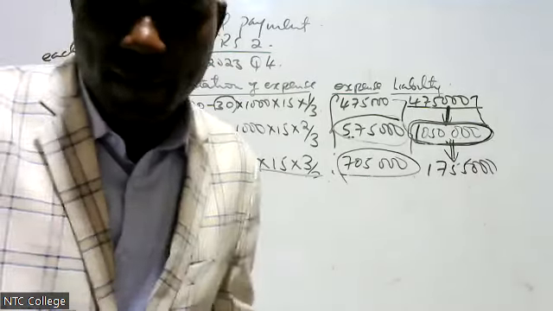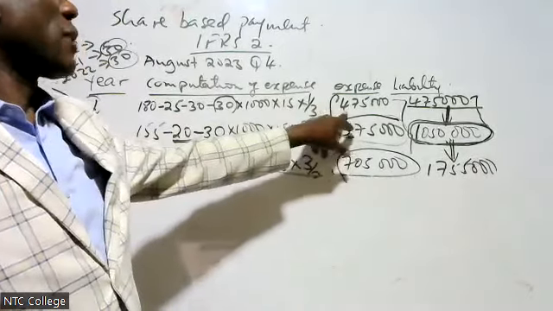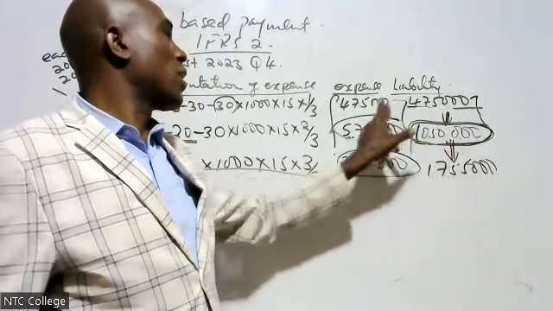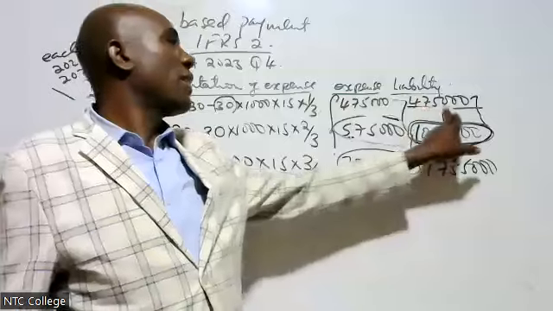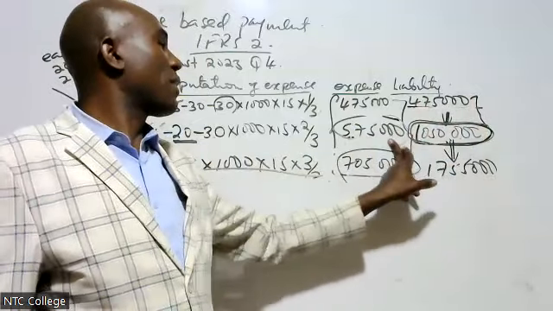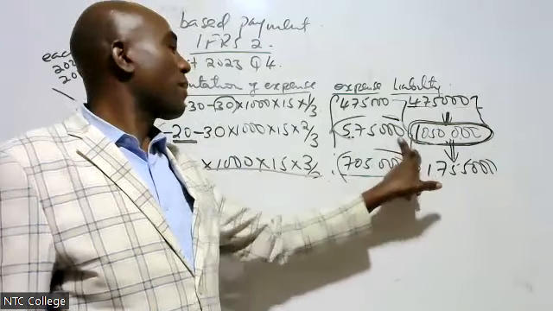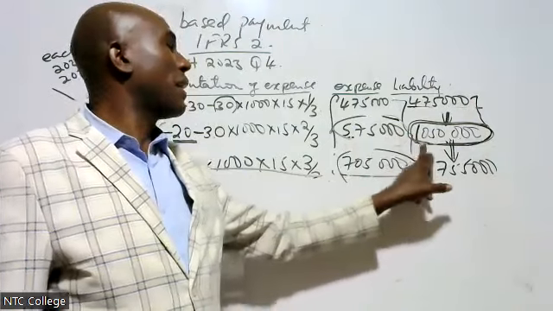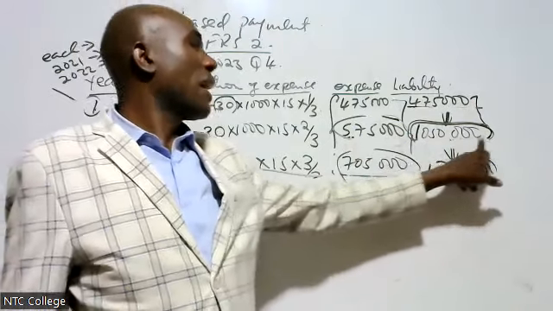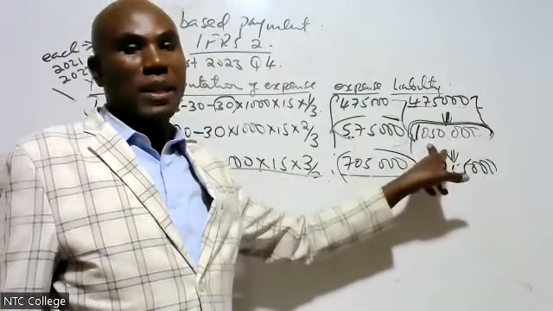Where does 475 go to? This 475 is an expense. This one is a liability, it goes to the balance sheet. This one goes to the P&L. In year 2, 575, I believe you are seeing my hand, goes to the P&L. This one goes to the balance sheet as a liability.